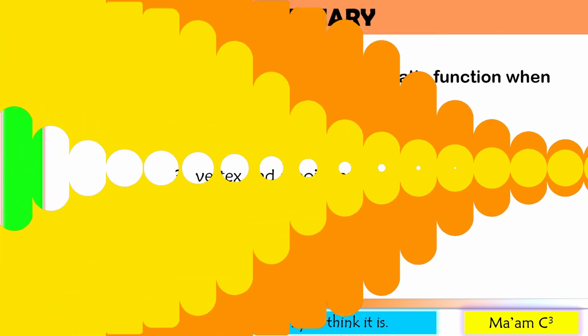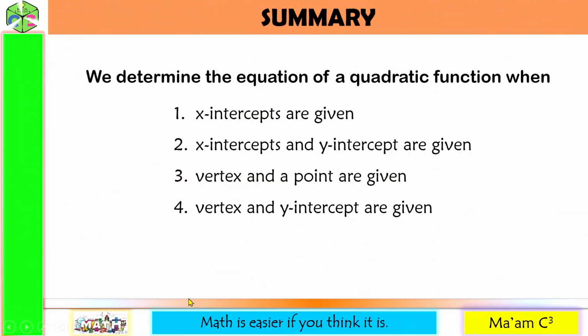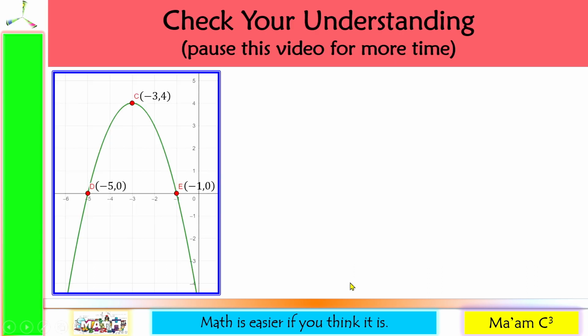In this lesson, we were able to determine the equation of a quadratic function when two x-intercepts are given, when the x-intercepts and the y-intercept are given, when a vertex and a point are given, and when a vertex and a y-intercept are given. Now it is time to check your understanding. Pause this video for more time.